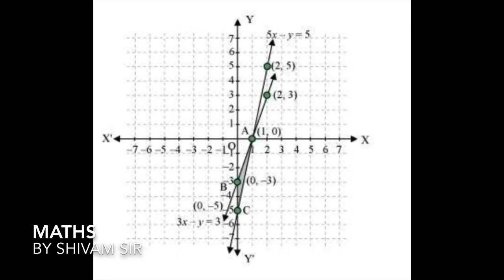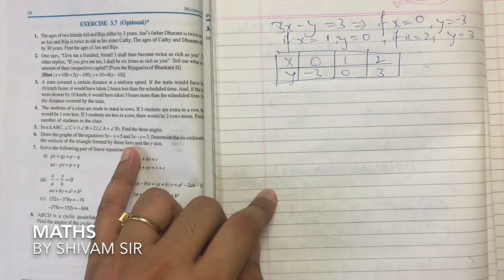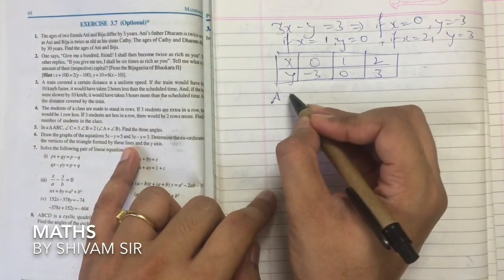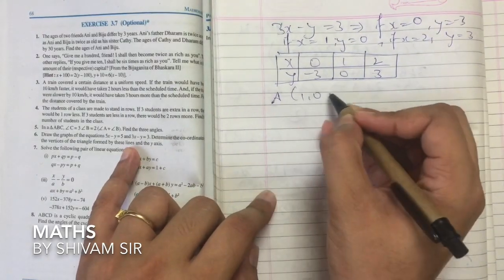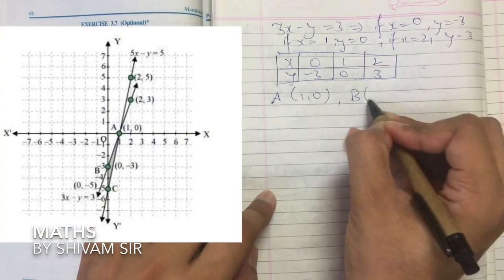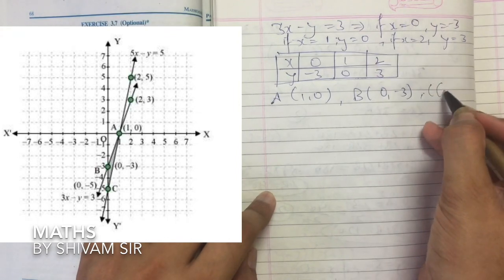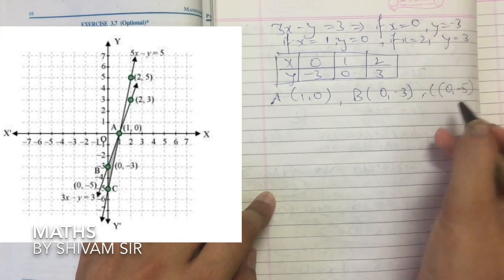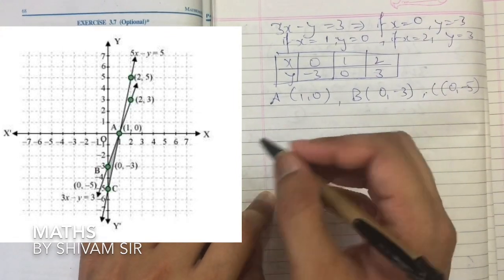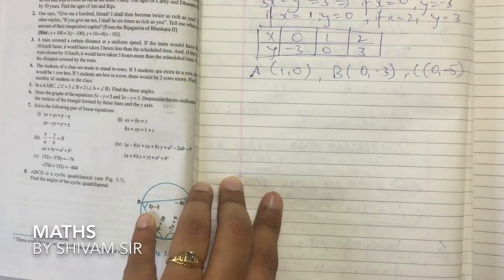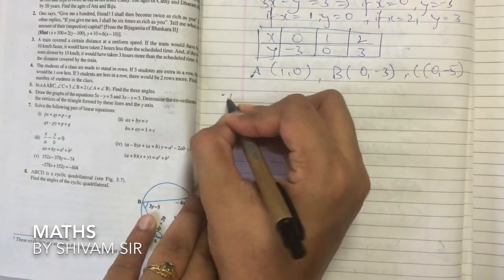So the question is, determine the coordinates of the vertices of the triangle formed by these lines and the y-axis. The coordinates of the points of triangle ABC will be: coordinate of point A will be 1, 0, as you can see from the graph. B will have 0, minus 3 and C will have 0, minus 5. So these are the coordinates. Question 7.